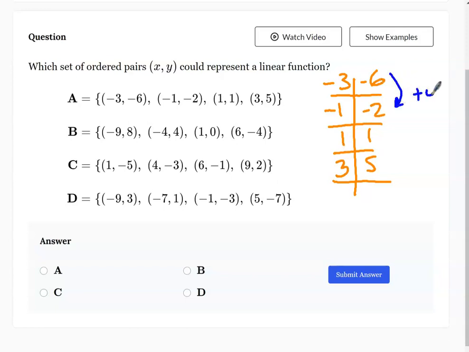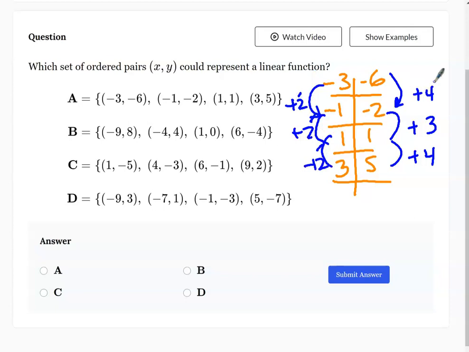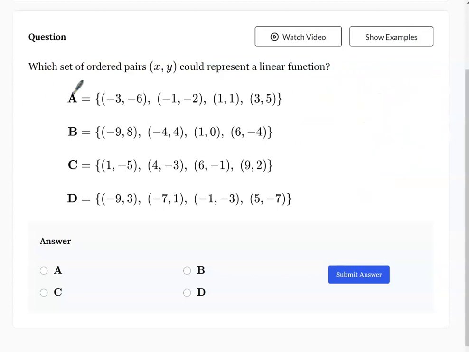This is going up 4. This is going up 3. This is going up 4. I'm already seeing something inconsistent here, but let's just double check. This is going up 2, this is going up 2, this is going up 2. Well, if this is constantly the same, this needs to be constantly the same, so that means that letter A is not a linear function.